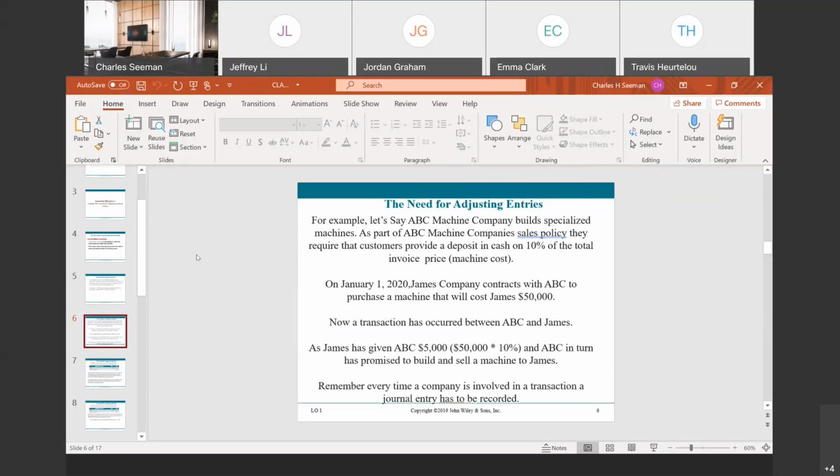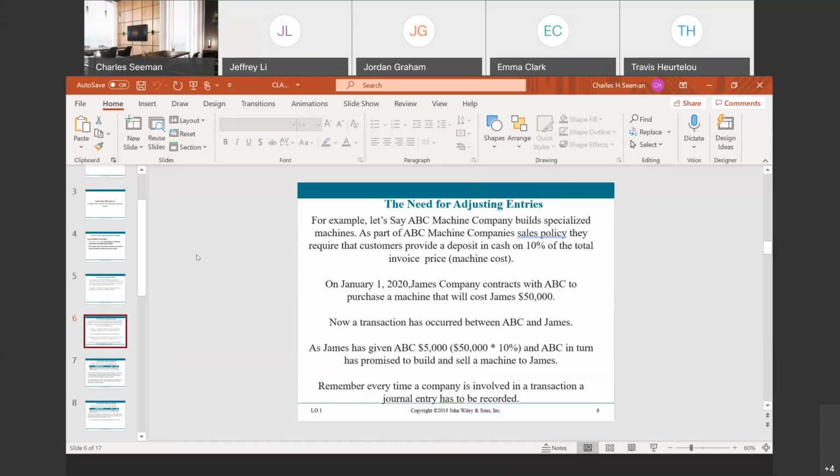So remember, every time a company is involved in a transaction, a journal entry has to be recorded. So in January, I'm going to debit cash for $5,000 and credit customer deposit for $5,000. The reason it's customer deposit and not revenue is because I haven't done anything yet to satisfy my customer James. Remember, under the revenue recognition principle, I have to satisfy them in order to recognize revenue. So I can't recognize the revenue.